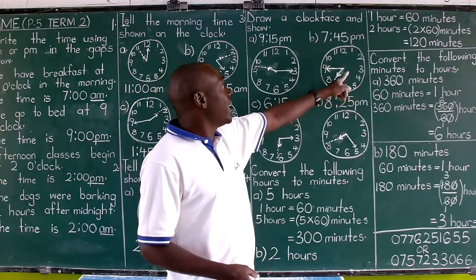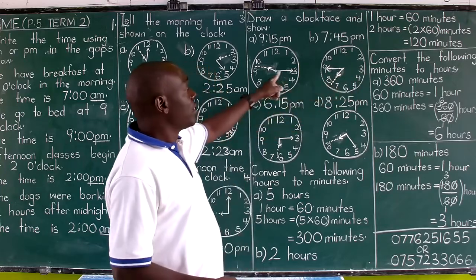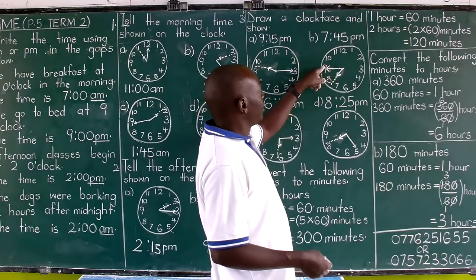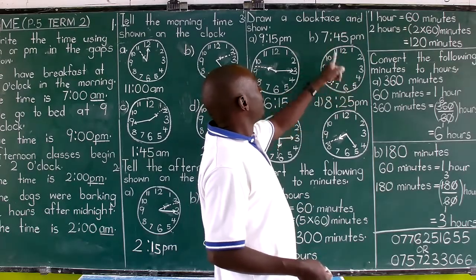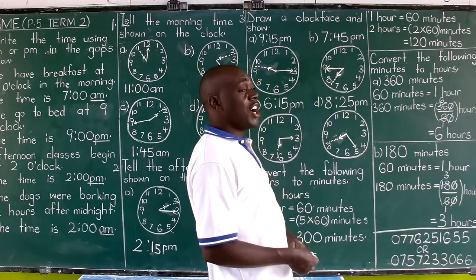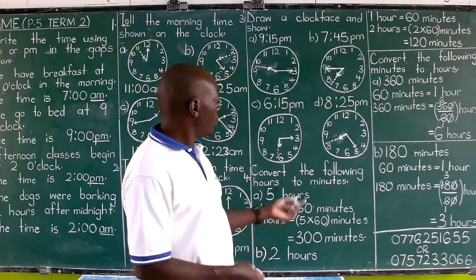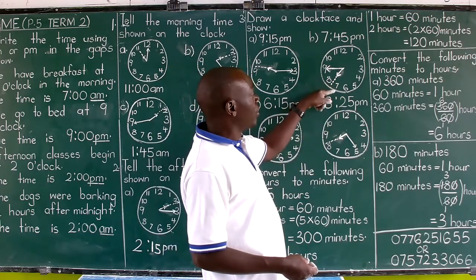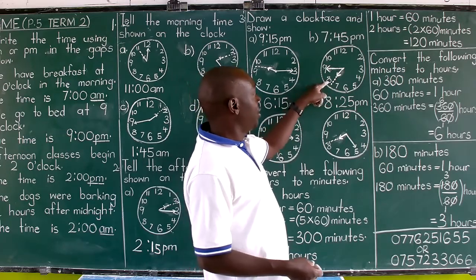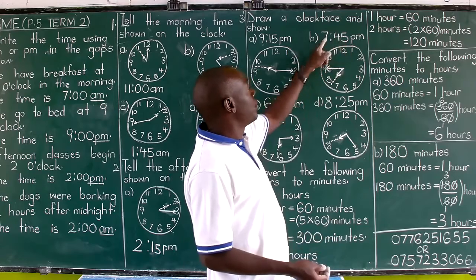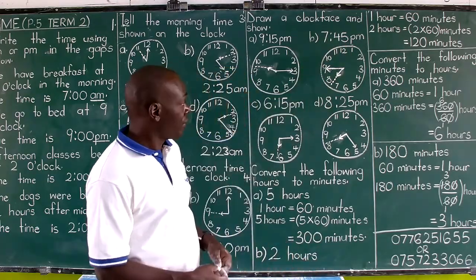Meaning the longer hand, that is the minute hand, we point at 9 directly, and ensure the shorter hand goes past 7. It goes past 7 and more than a half, because a half is 30 minutes. So let it almost be reaching that 8, so that it is 45 minutes that have gone beyond the hour of 7.